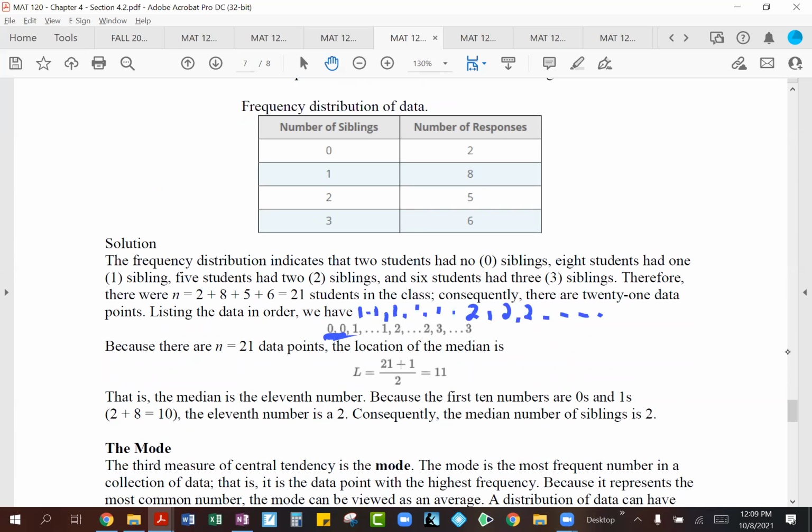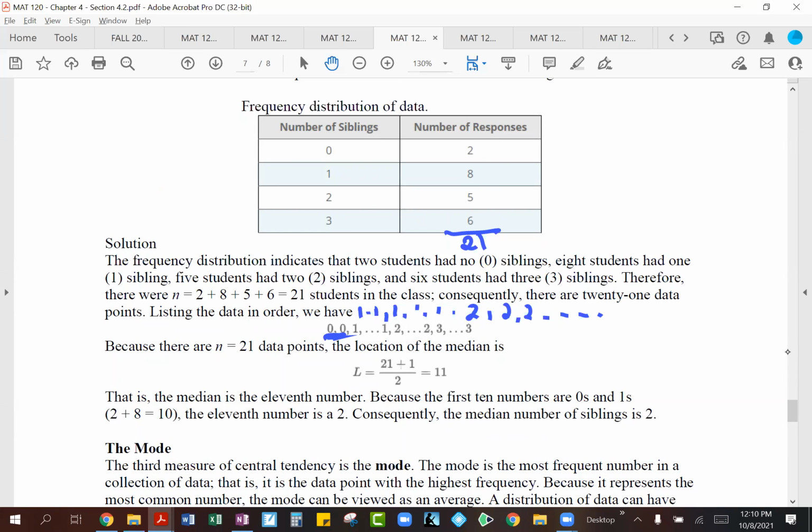Now, if you add up your column for the number of responses, this comes out to a total of 21. So 21 is not that big of a value, so yeah, you can go ahead and list it. But really, that's not a practical way of doing it, because what if you had your frequency total in the hundreds or maybe even thousands? That wouldn't be very practical.